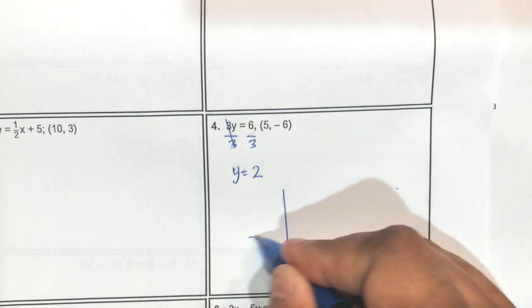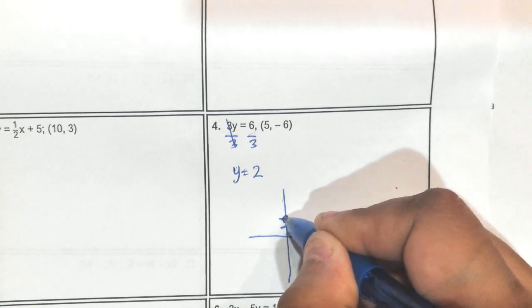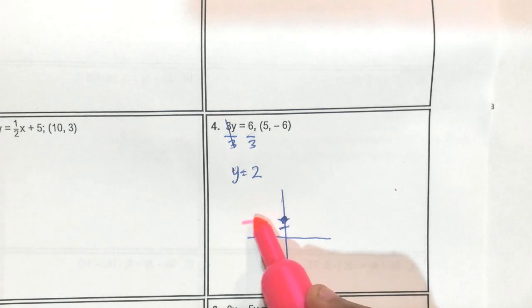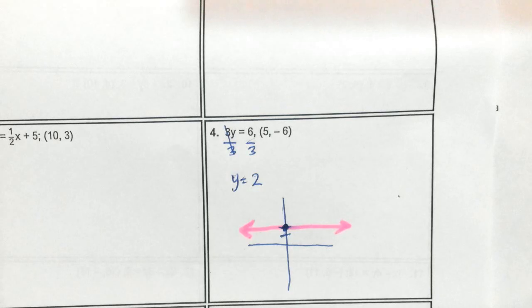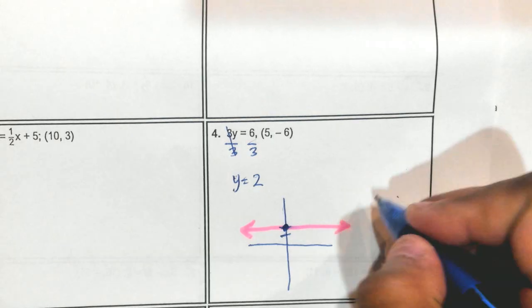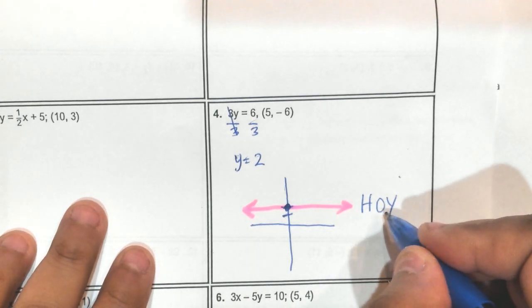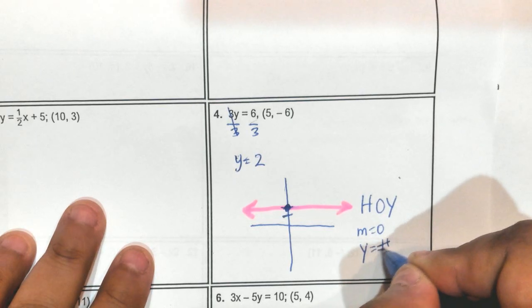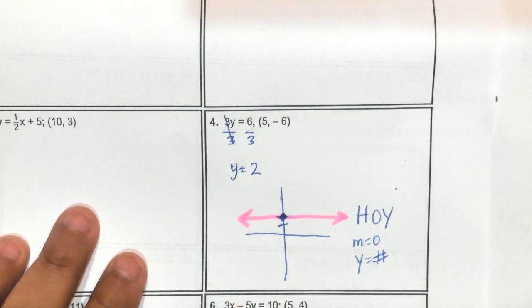If I graph it, that's my y-intercept right there, 2. But since y equals 2 all the time, then it's a horizontal line. And horizontal lines have a slope of 0, and my equation is a y equals a number. That's why you have y equals 2.